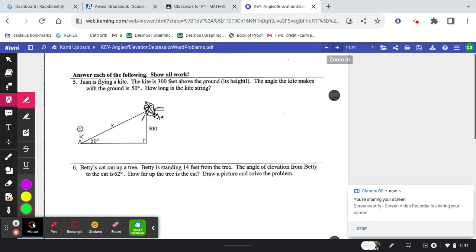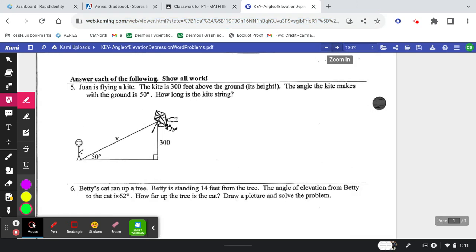We're going to do 3 angle of elevation depression problems, and make sure you have a calculator handy because you need trig functions, some sort of a calculator with sine, cosine, and tangent. It can be okay if you just want to use Desmos on the computer. All right, one is flying a kite.